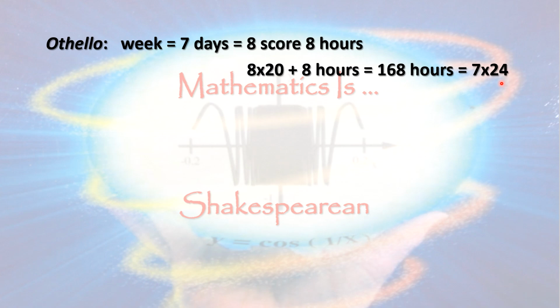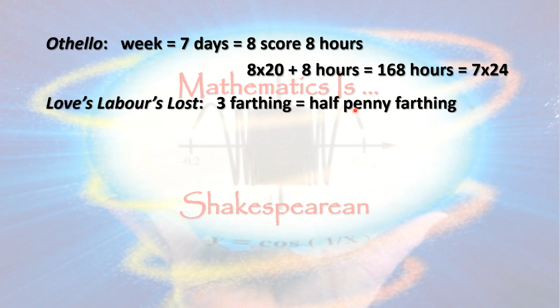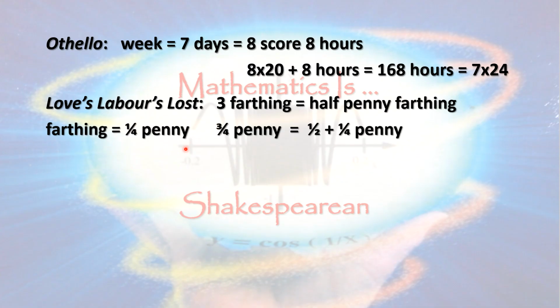Shakespeare knew his arithmetic. In Love's Labour's Lost, a money negotiation equates 3 farthing with halfpenny farthing. Now, a farthing was a quarter of a penny, so 3 farthings would be 3/4 of a penny. There's again an unspoken plus to account for halfpenny farthing. The halfpenny plus farthing quarter penny, half plus a fourth is 3/4 of a penny. Wordplay with the addition of fractions.